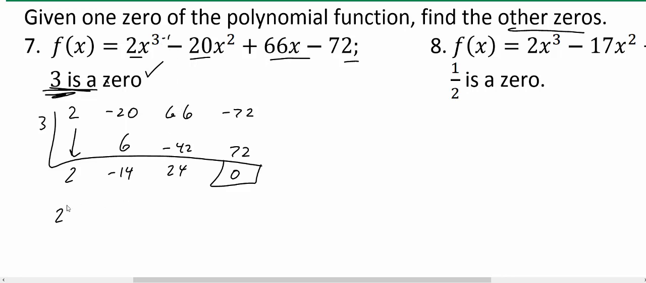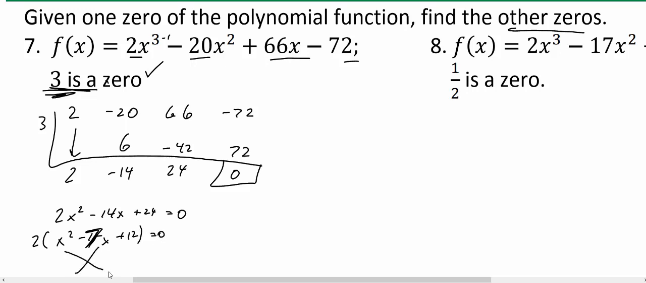Then I take the numbers on the bottom. Remember, I got a minus 1 from that, so it's x squared minus 14x plus 24 equals 0. Okay, I want to solve it. So I have to factor this out, so I'm going to take a 2 out. I get x squared minus 7x plus 12 equals 0. I'm going to factor this, right?